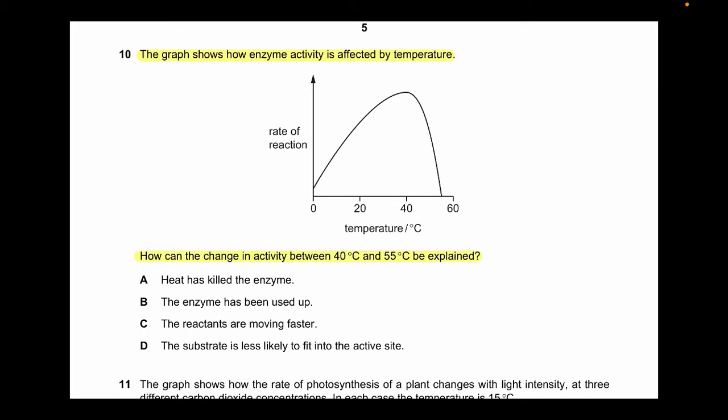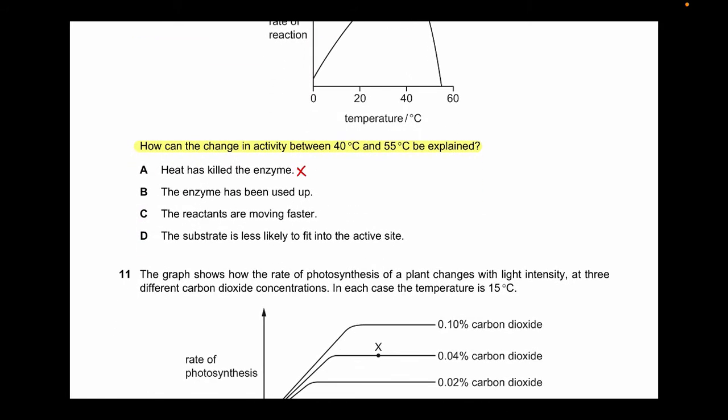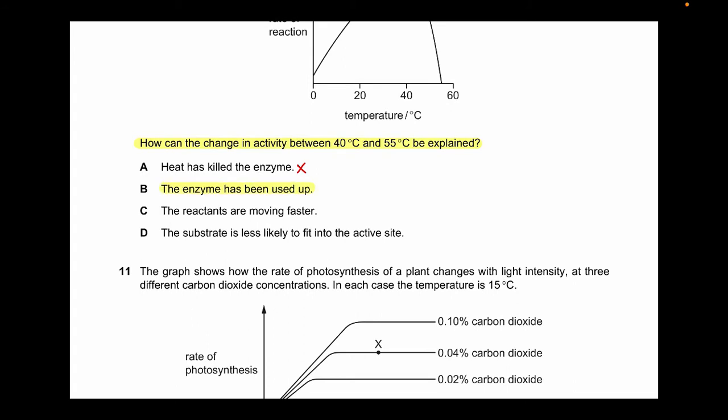Enzymes are not living things, so heat has killed the enzyme? No. All right, an enzyme cannot die. The enzyme has been used up? No, the enzyme is still there. The reactants are moving faster? Yes, they're moving faster, but that wouldn't decrease the rate of reaction. The substrate is less likely to fit into the active site. Definitely, because a high temperature denatures the enzyme, which changes the active site, so the substrate can no longer fit the active site. So option D is the correct answer.